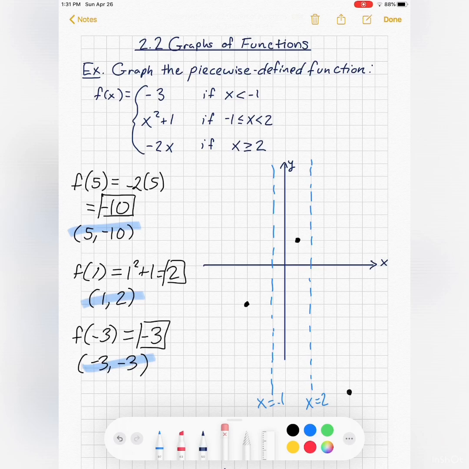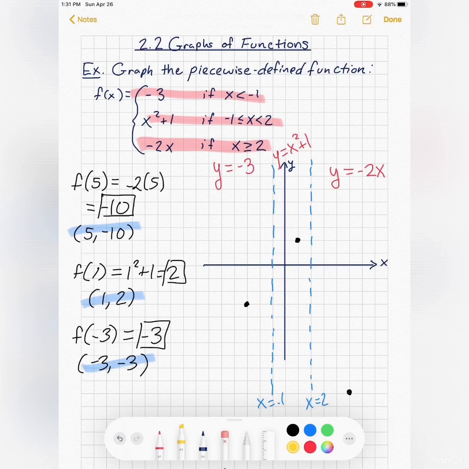All right, now let me look at the pieces. To the left of x equals -1, I'm going to be graphing y equals -3. In between -1 and 2, I'm going to be graphing x squared plus 1. And to the right of 2, I'm going to be graphing y equals -2x. So that gives me a starting place.